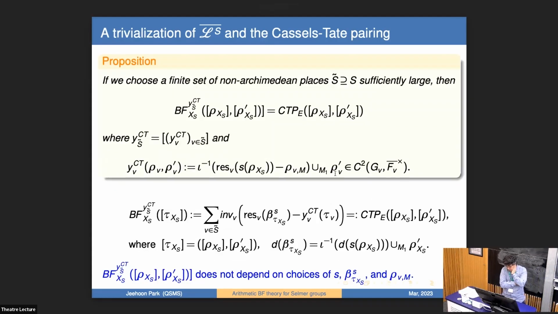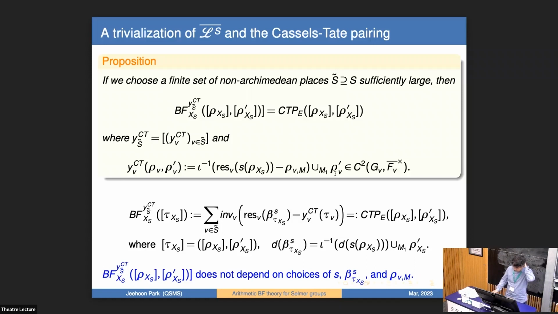Then the proposition is: the Cassels-Tate pairing on the right-hand side is a BF functional with respect to that particular section, YS tilde CT. The proof is just writing down the formula, then you will see it matches. Another nice thing about this section, YS tilde CT, is that it doesn't depend on the choices of S and beta and rho VM. It's not just a random section. It's a very nice sort of section.